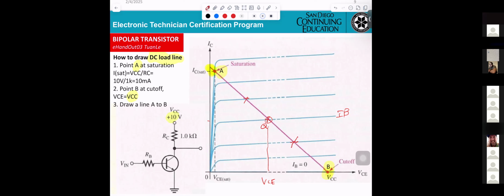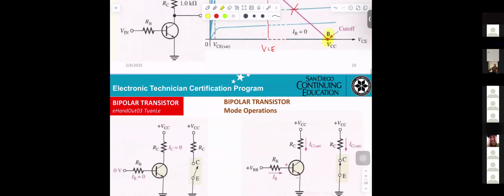Okay, so if I give you the circuit, you're able to draw the DC load line. Okay, that the DC load line get the current IC, and another point will be VCC. Hopefully everyone knows how to draw that DC load line.